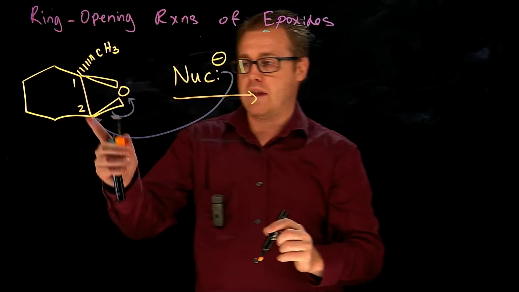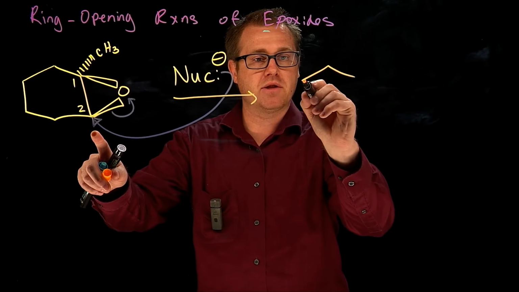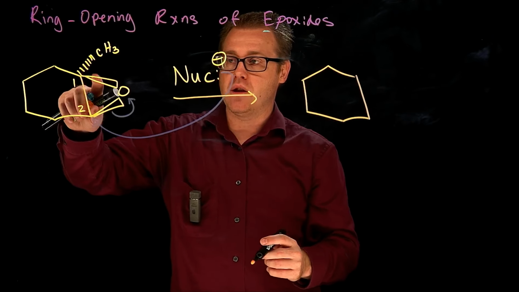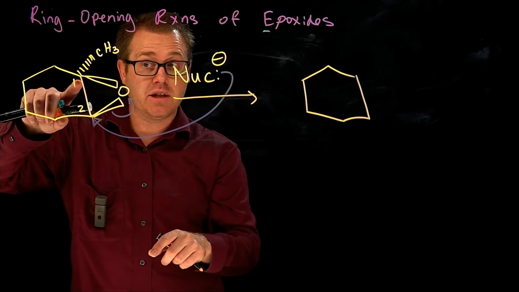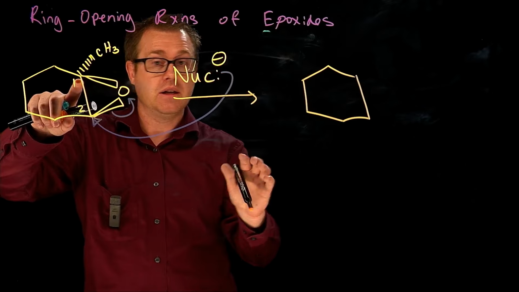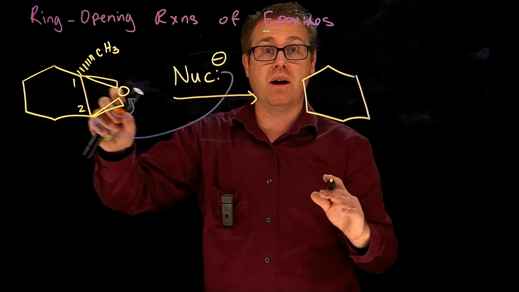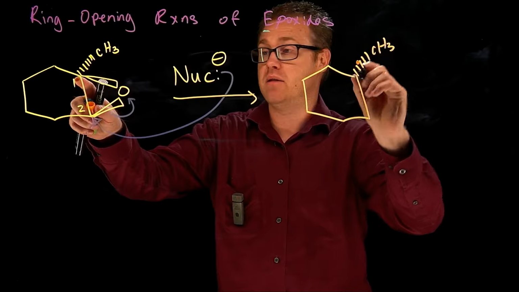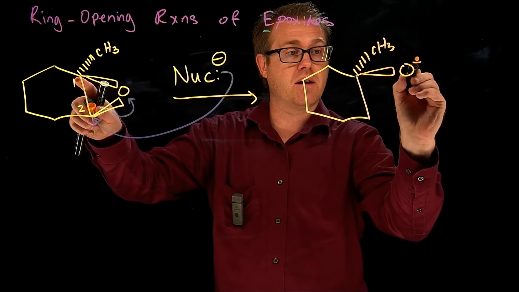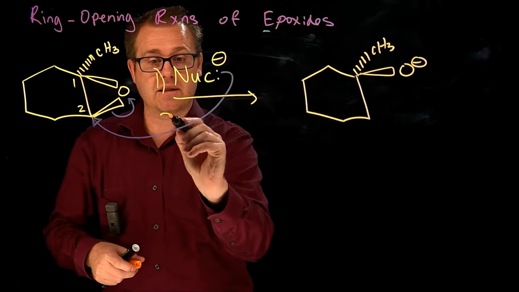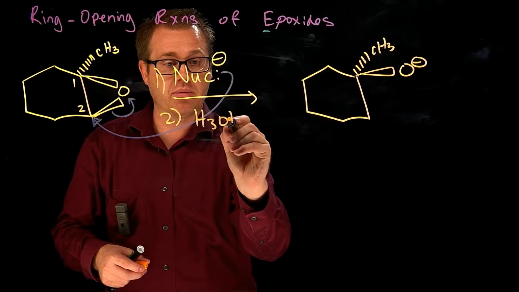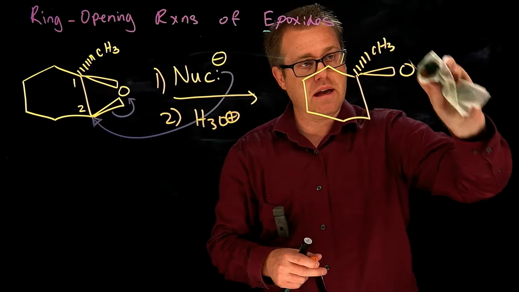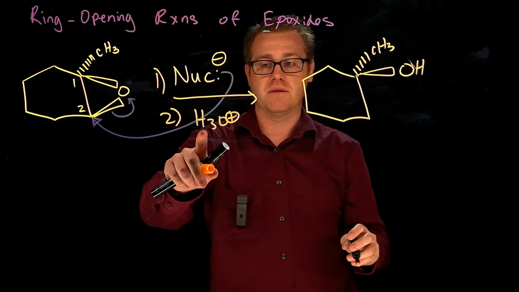That's regiochemistry, but stereochemistry is going to say, hey, do we have wedges and dashes? You see that the nucleophile did not touch carbon 1 at all. So the stereochemistry at carbon 1 is not affected. It does not change. It still has the dashed methyl, and it still has the wedged alkoxide, which in step 2 is going to be protonated with the acidic workup. So we could just say that it's going to turn into an alcohol after the second step.